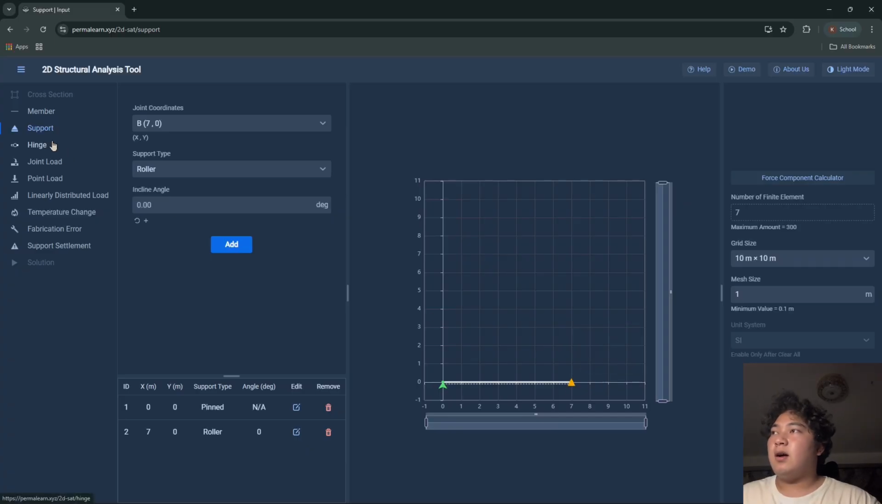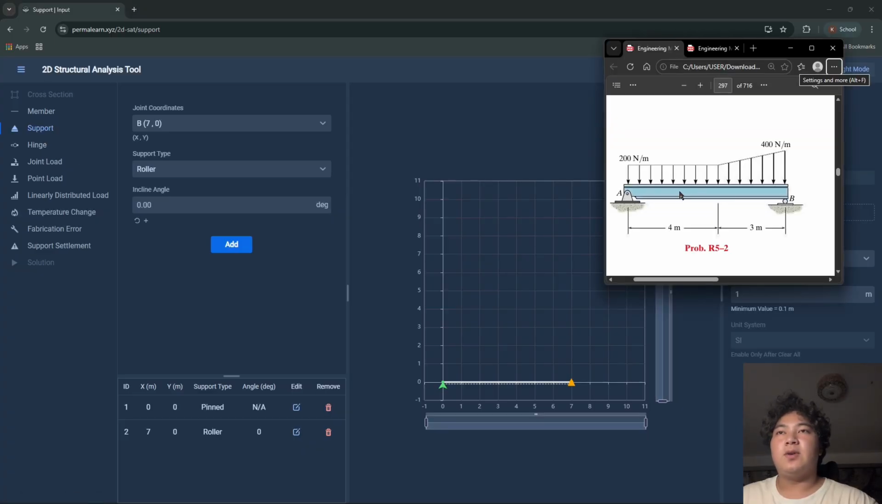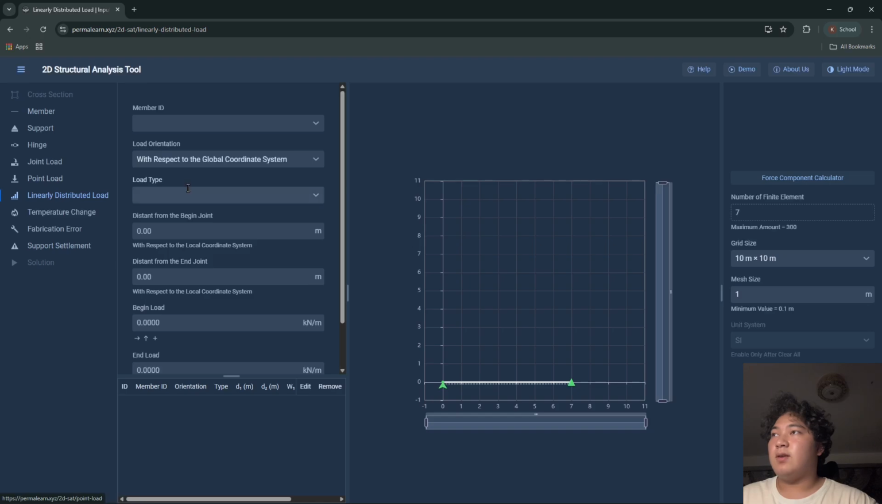Now there are other options like hinges, but since this exercise in particular has no hinge, you can just leave it. There's also no joint load, and there's no point load either, since this is linearly distributed. Now you can look at the linearly distributed load. We can simply click on that, and since we only have one member, you just click on member 1. If you have multiple members, it will show up here, and you can add whatever load you want.